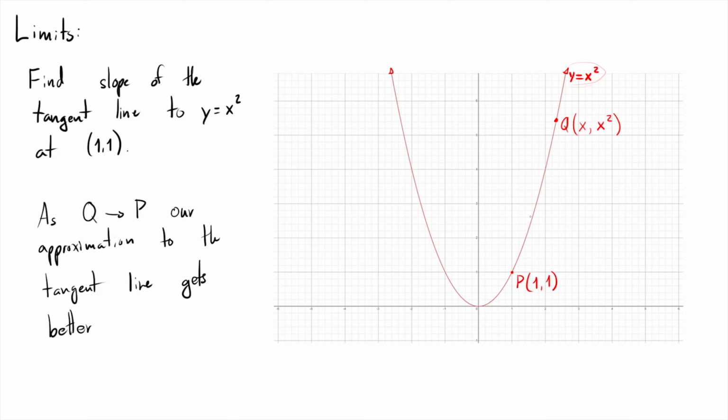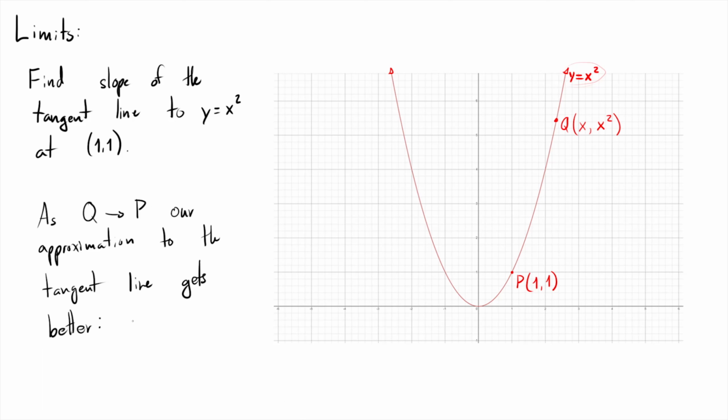And what we discussed in the previous video is as Q gets really close to P, the approximation of the secant line gets really good. And therefore, it gets so good that we can actually say that the approximation of the secant line is the exact same, that is, it is equal to the tangent line at the point P. Okay, so we figured that out in the last video, and so we're just restating that here. So we're saying as Q gets really close to P, our approximation to the tangent line gets better.